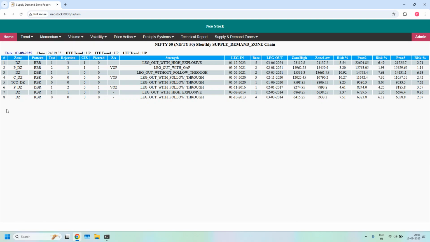In any supply demand zone chain report, always look into the zone column to find the high liquidity zones. Look into the pierced column to find the pierced zones. Look into the LTF trend to find the trend of the current time frame you have selected. One time frame higher is ITF and one more time frame higher is HTF. You already learned these concepts. Also, don't forget to pause the video when you are moving from one report to another, because I am giving you very few seconds to watch the reports.